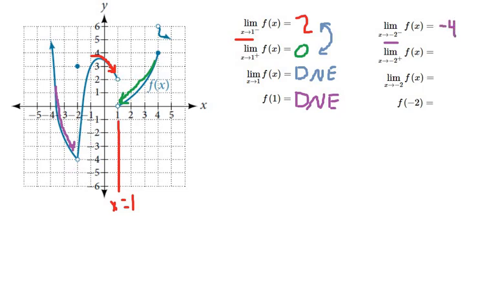As we approach -2 coming from the right side, it appears the limit is actually -4. Now these two are a match. That means the limit actually will exist at -2, which will be -4. The actual value of f of -2 is way up here, and that's going to be 3.